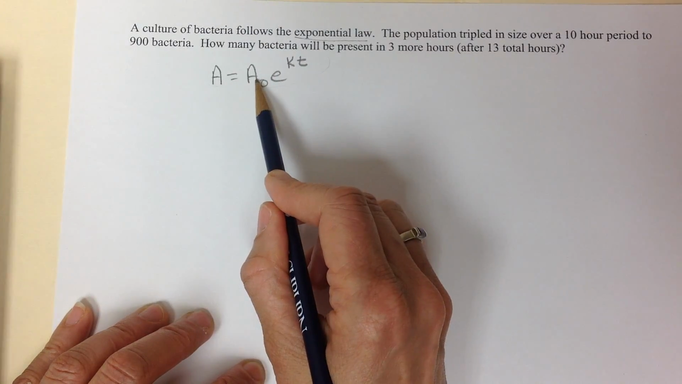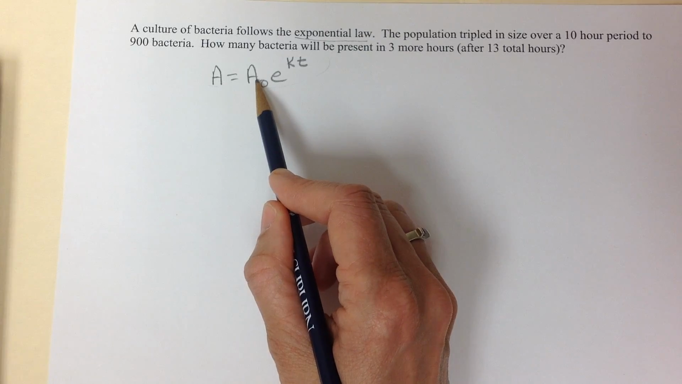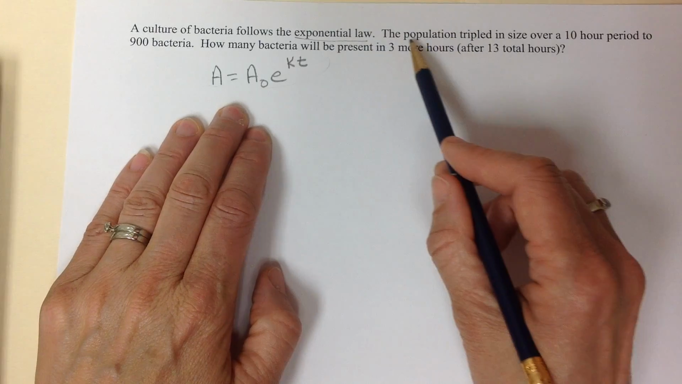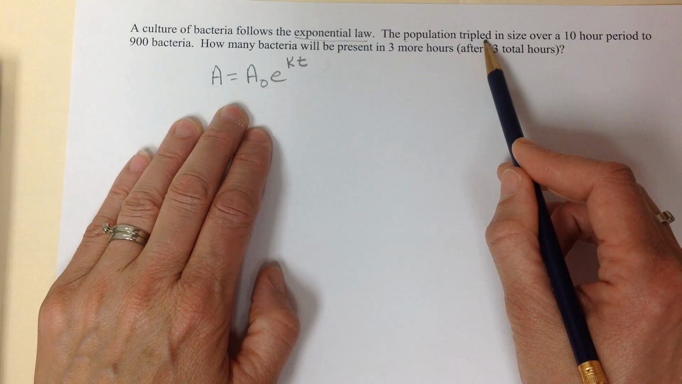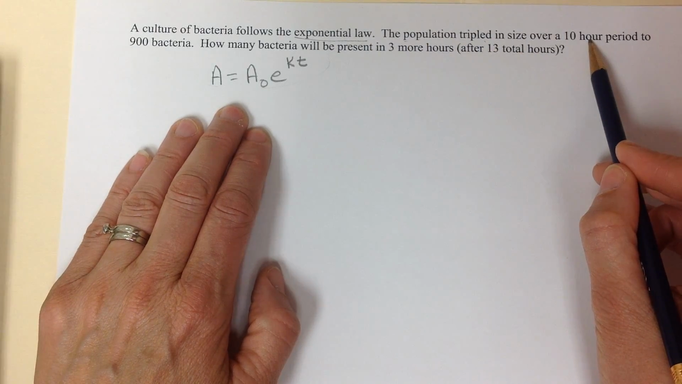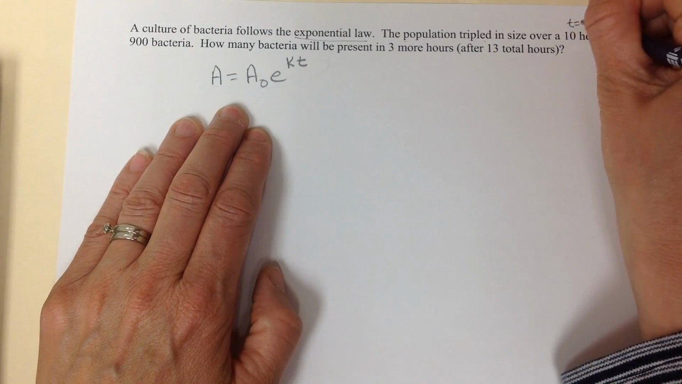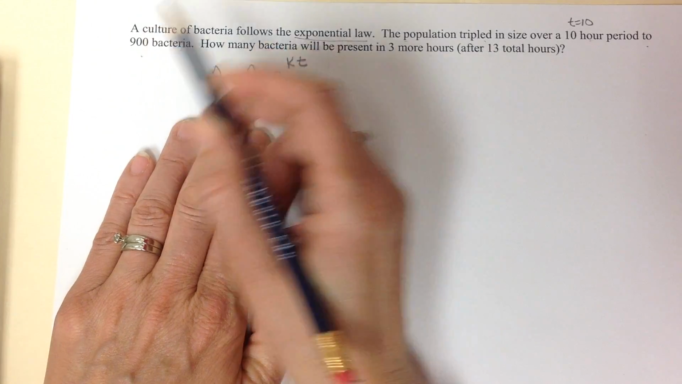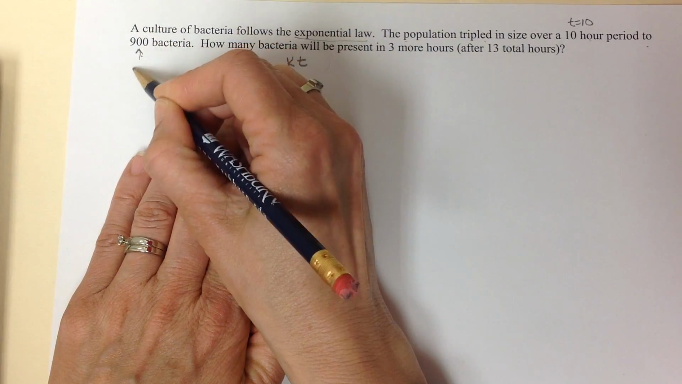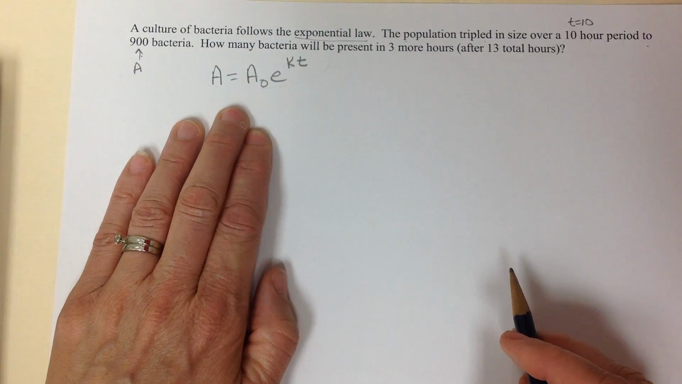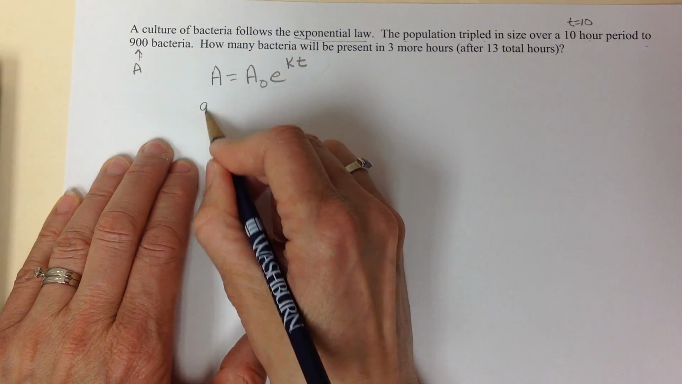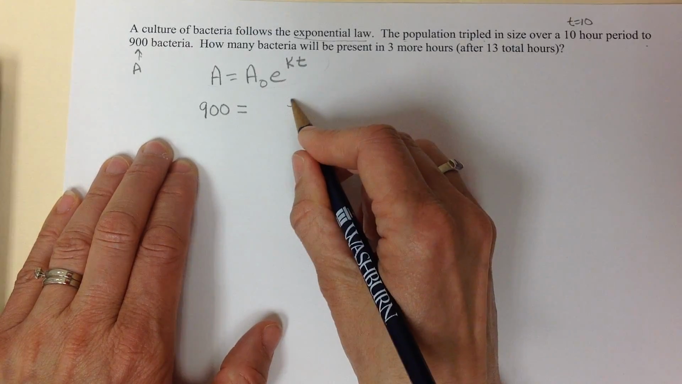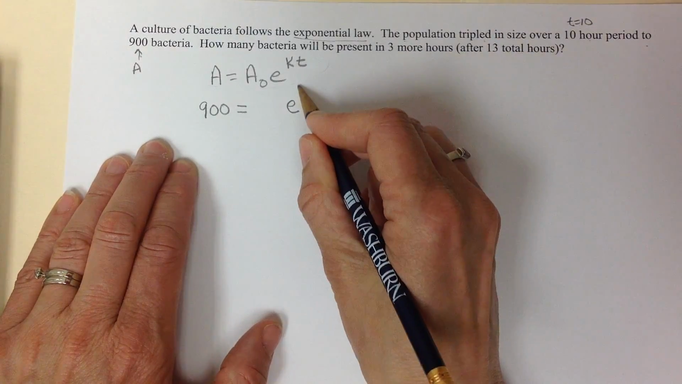Now A naught is the initial amount at time 0. Okay, now let's see what we have here. We're told the population tripled over a 10-hour period, so that would be when t is 10, to give us 900 bacteria. This is not telling me the initial amount, this is telling me the A value. So if I'm just putting in that information, I know 900 equals A naught e to the t is 10.